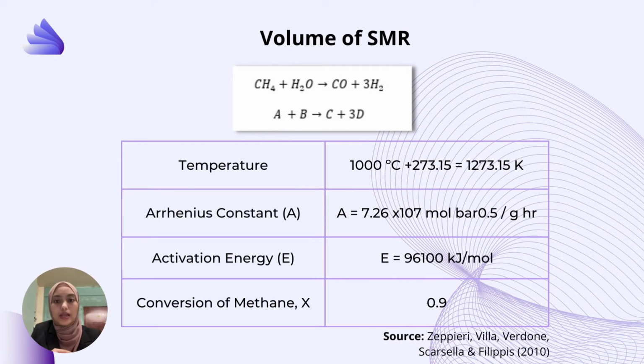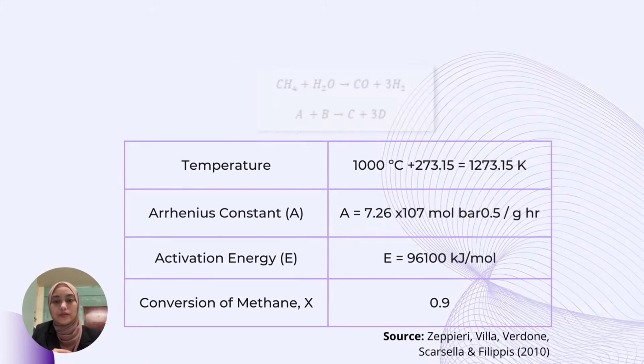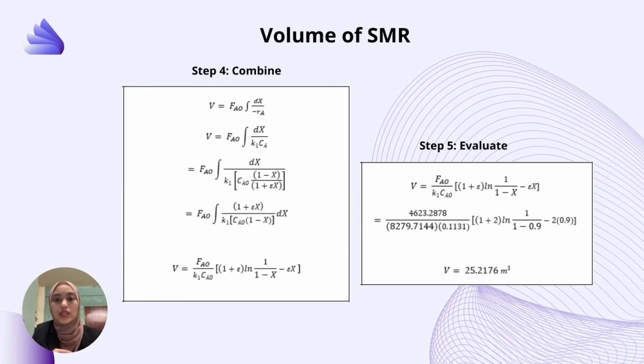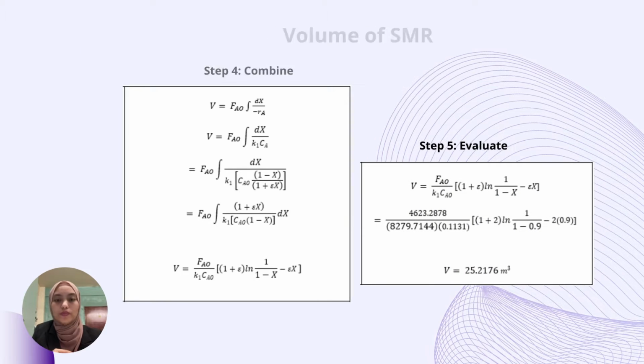The reaction in SMR and the kinetic data used are as above. The volume of SMR was calculated by using the formula of PFR volume and the 5-step method, and this resulted in a volume of 25.2176 meter cube.